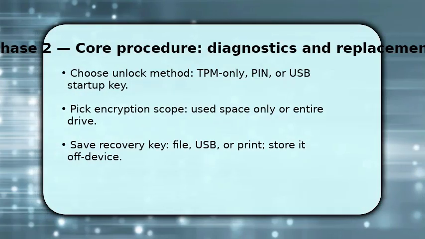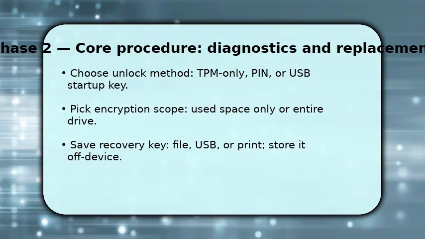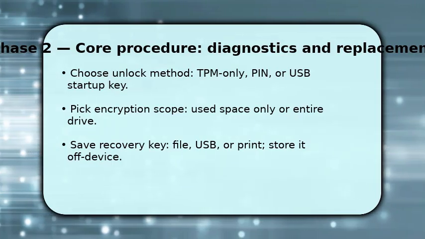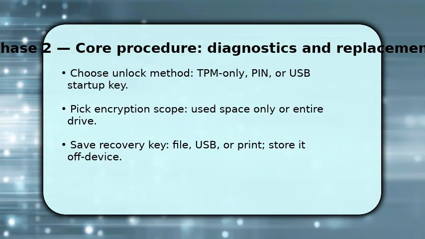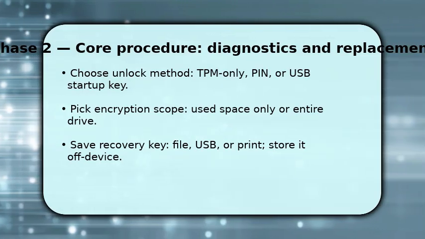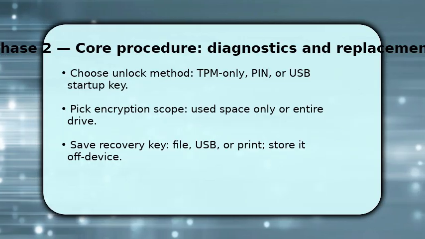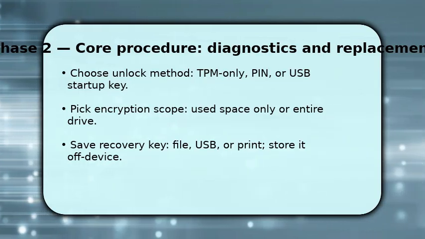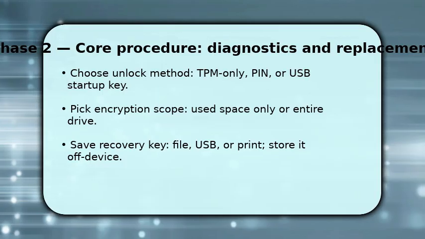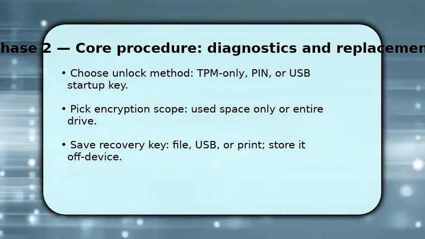Now configure how BitLocker protects the drive. Choose an unlock method, TPM only for seamless boots, TPM plus PIN for added security, or USB key if TPM is absent. Once chosen, select encryption scope. Use space only is faster, whole drive protects deleted files too, so pick based on risk.